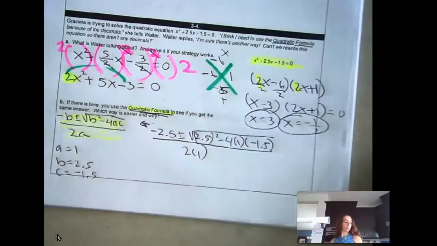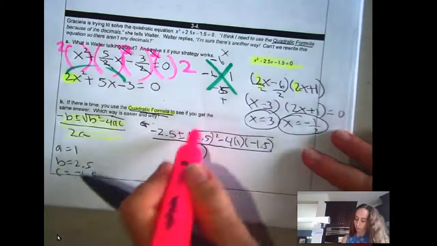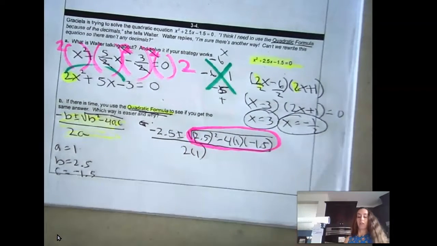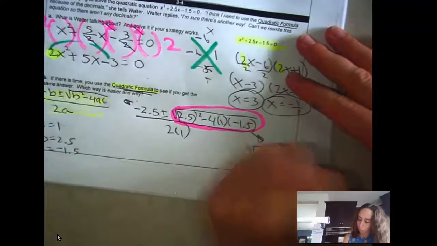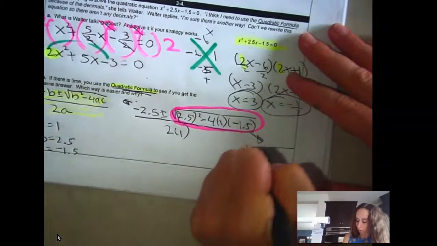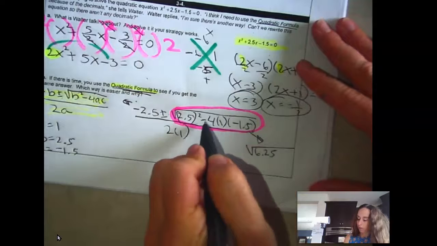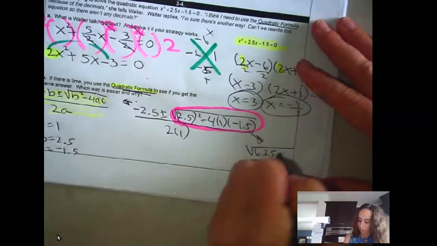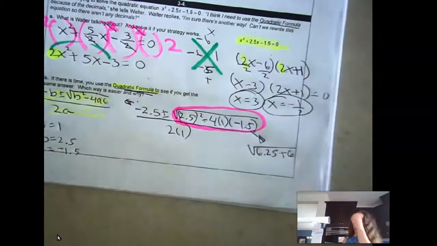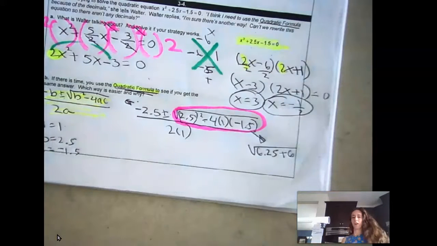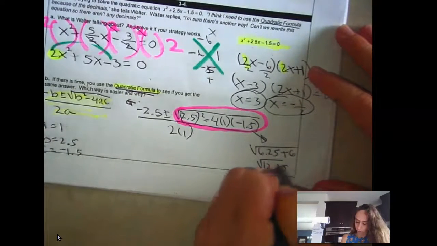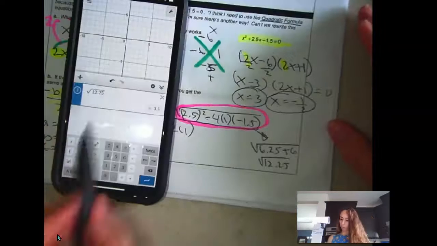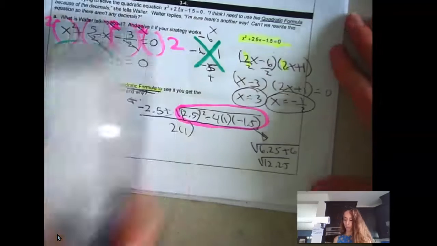Now, I don't know about you, but for me, this is the craziest part. So since this is the craziest part, I'm going to deal with this part first. So 2.5 squared is 6.25. I know that a negative times a negative is a positive. Okay, and I think 4 times 1.5 is 6. And then I get the square root of 12.25. I got to figure that out one sec. So the square root of 1225 is 3.5.